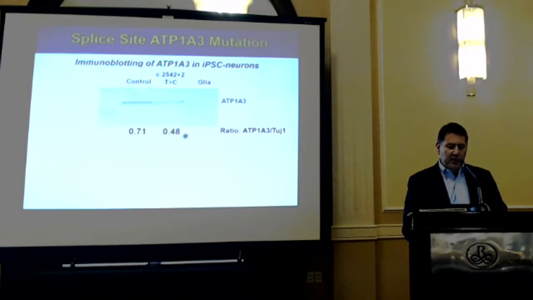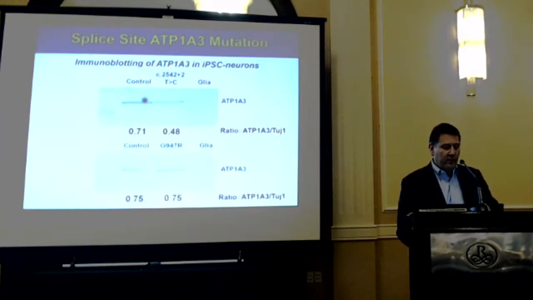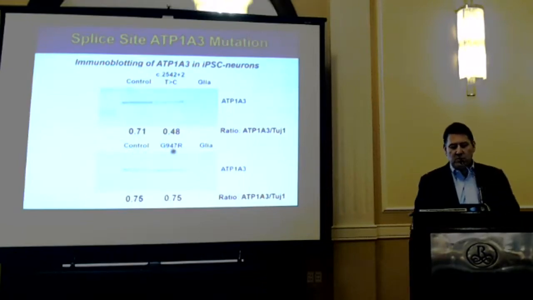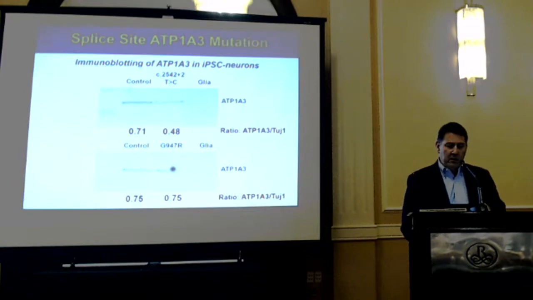And the ratio of the two remaining proteins is illustrated here. We have a little more than half the amount of protein in the splice site mutation line as we do with the control line. And this is not the case for other ATP1A3 mutations, as illustrated here. This is Western blot data from control neurons compared to neurons made from iPS cells with the mutation G947R, and they're equal. There's no diminished effect.